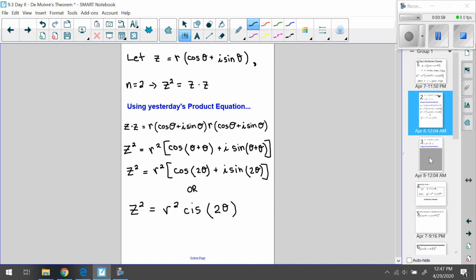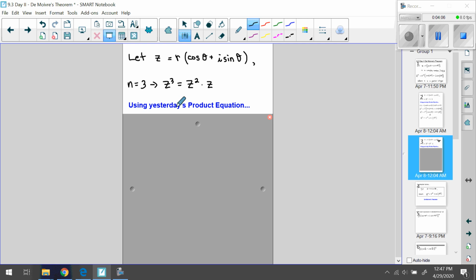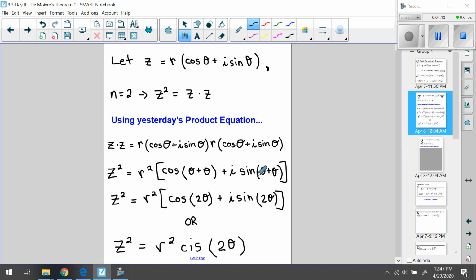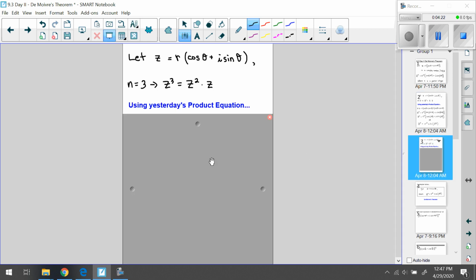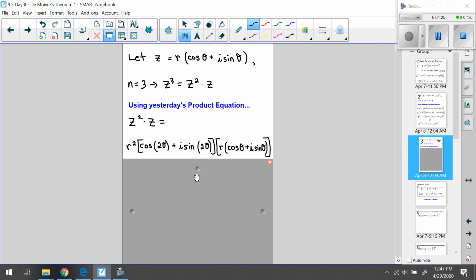Just to show you that this method continues, let's take it one step further. Let's say, what if I wanted to find z cubed? So if n were 3, then z cubed would be z squared times z. So what I can do is take what we just found for z squared and multiply it by z, which is r times cosine theta plus i sine theta. And then we can apply that product rule again. And so here's z squared. That's where we left off the last slide. Here's the original z we started with.